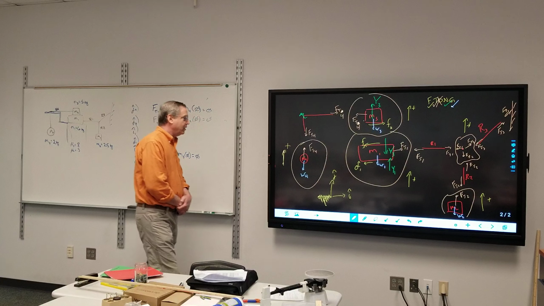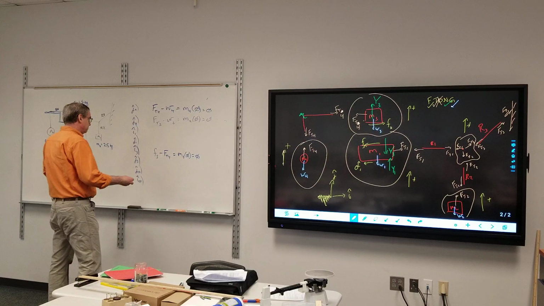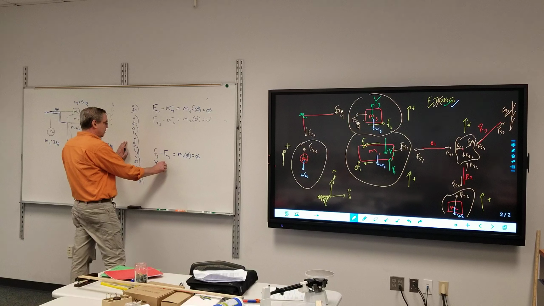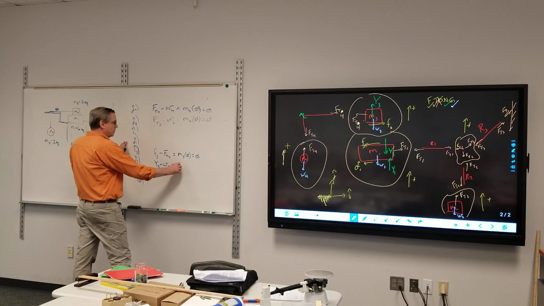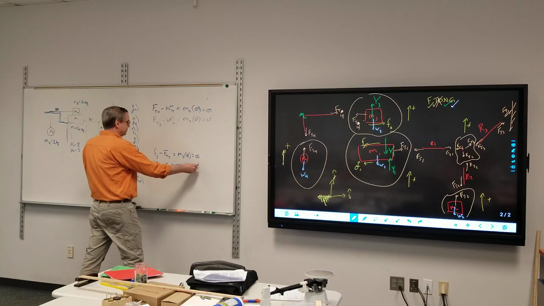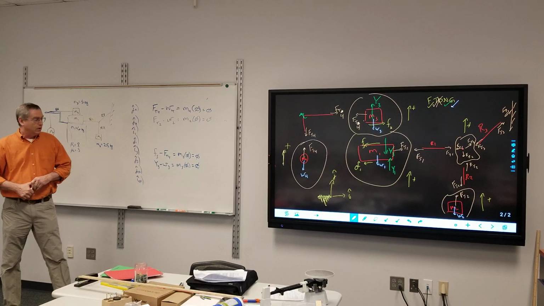I could do J hat 3. Okay. That is normal force 3 minus weight 3 equals mass times 0. Technically, mass 3 times 0, but ultimately, it's going to be equal to 0, so it doesn't matter. All right.